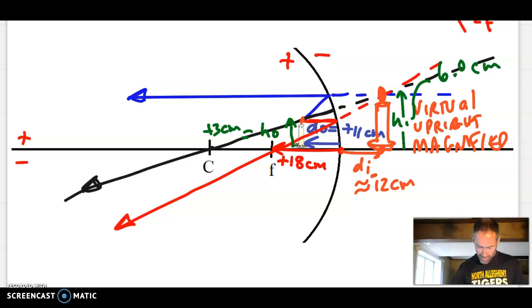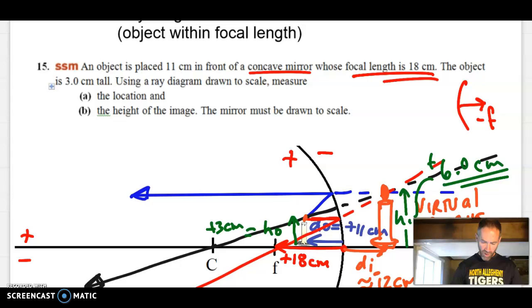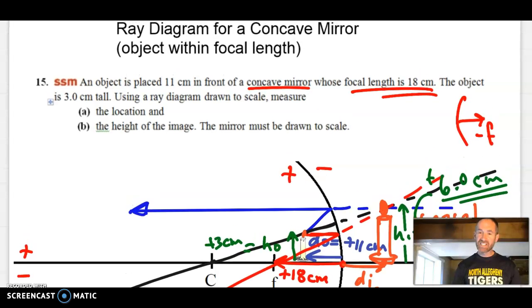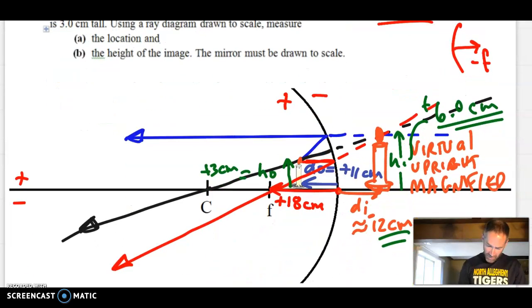It's measured up from the principal axis, so you're going to see the math eventually is going to give us a positive 6. Again, are these the answers? No, when we finally get around to doing the algebra, we probably are going to see slightly different answers, but I'll bet they're in that right ballpark. Now, this was an example where we had the object inside of the focal length. So the focal point was right there, and the object was placed right here. And we got this virtual upright magnified image.